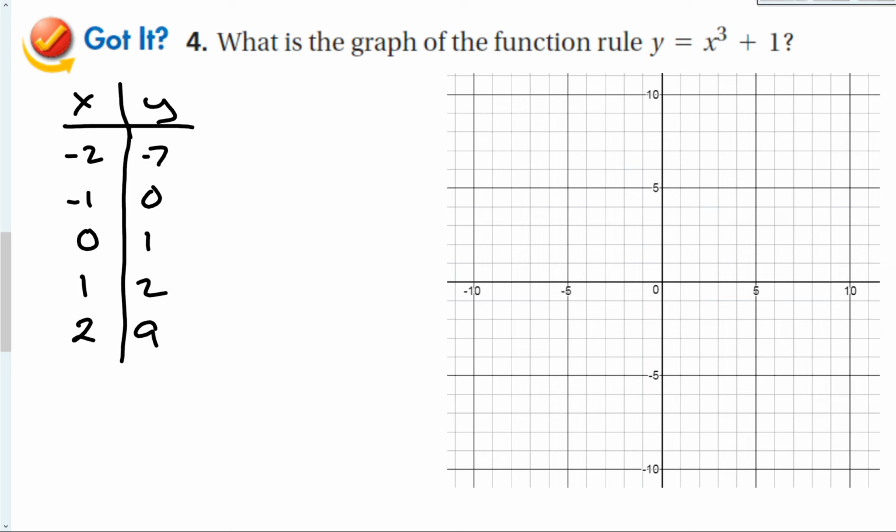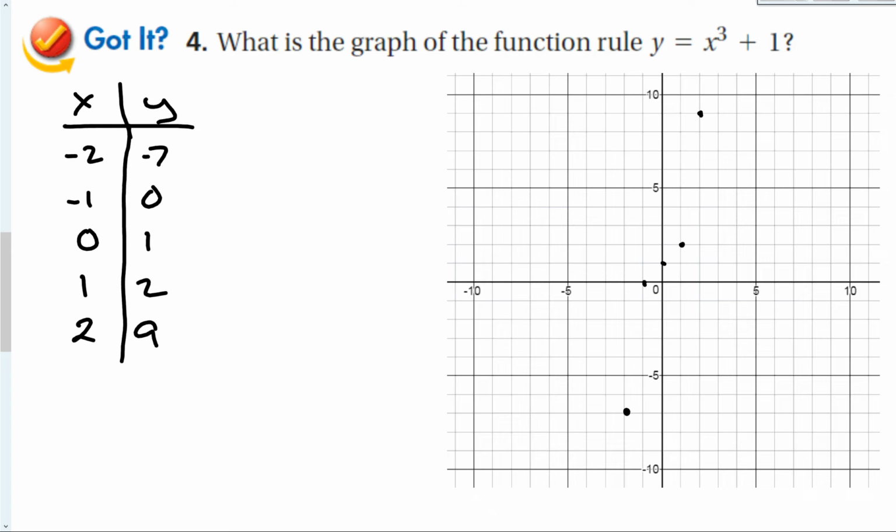Okay, so you can see what this is going to look like is -2, down 7, -1 to 0, 0, 1, and then 1 is going to be 2, and then 2 is going to be 9.